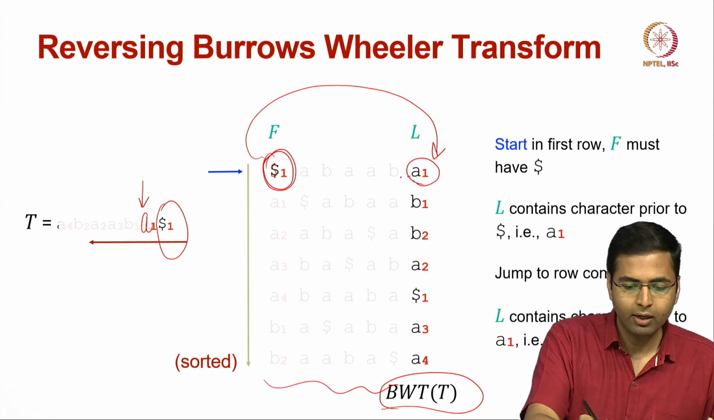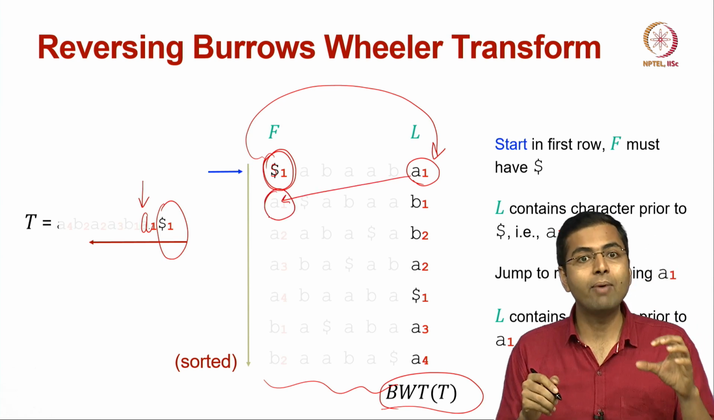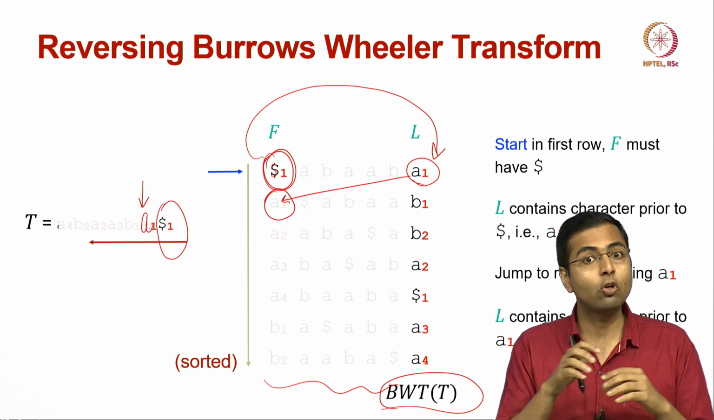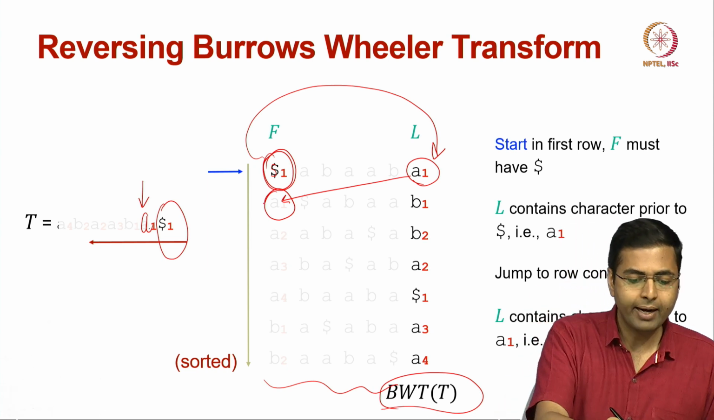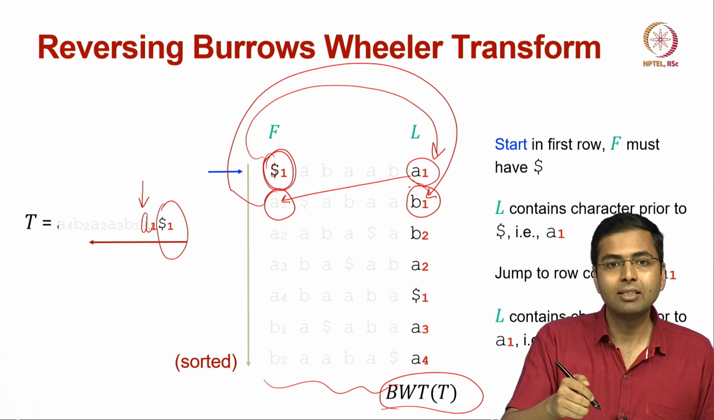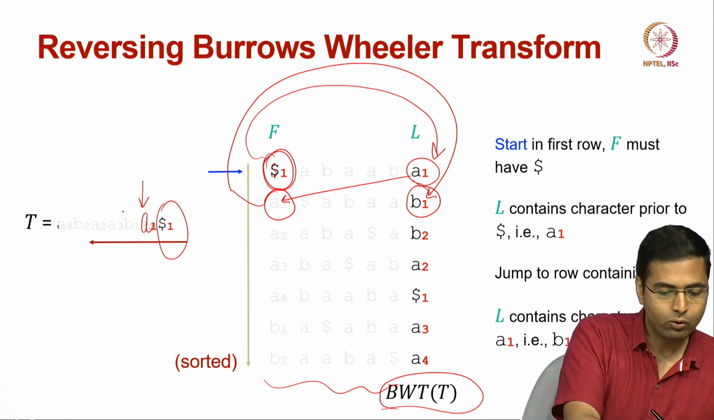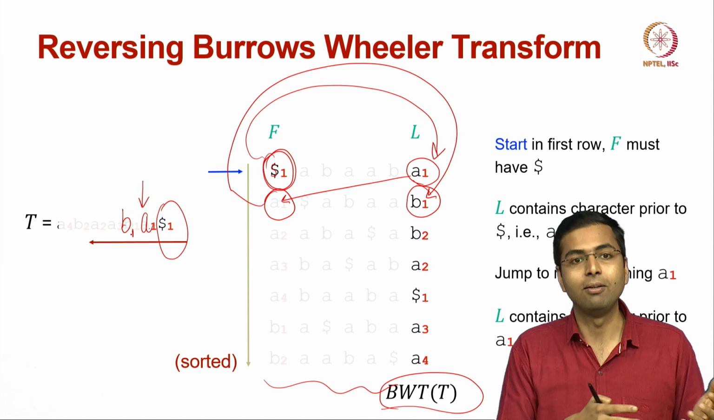So, therefore, the second row of my matrix must correspond to the A1 symbol, and from here I can tell that before A1 my next symbol is B1. So, then I can reconstruct my next symbol in the text T, which is B.